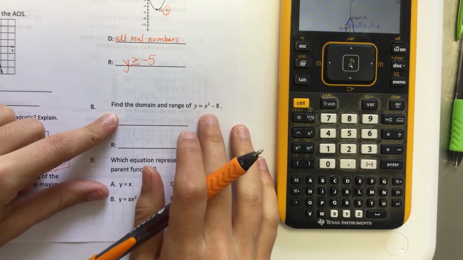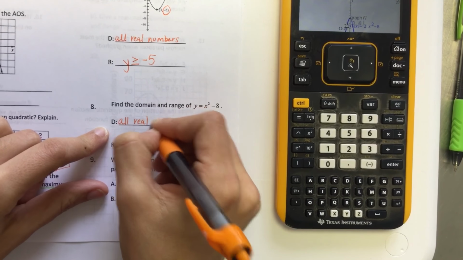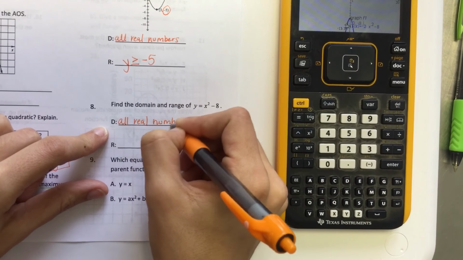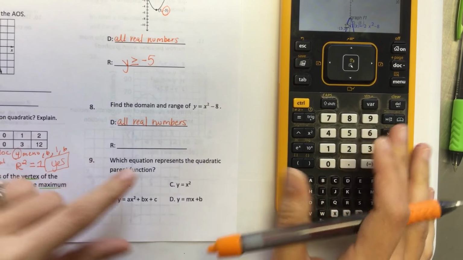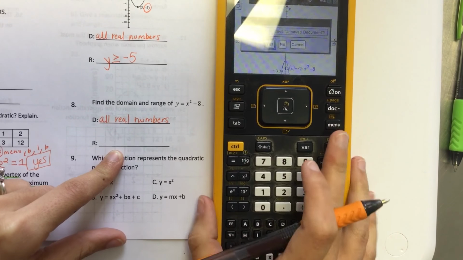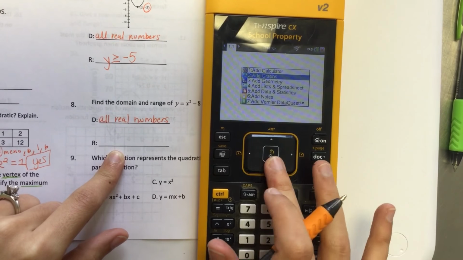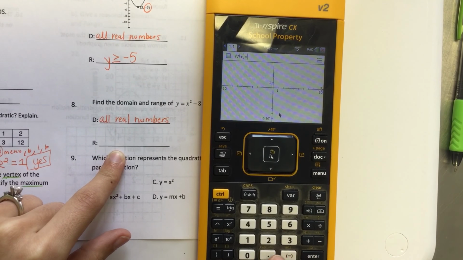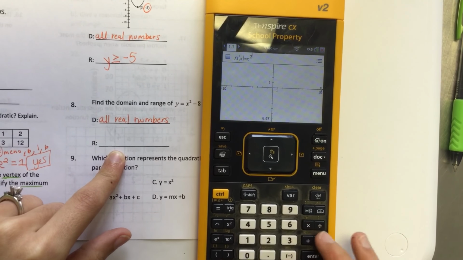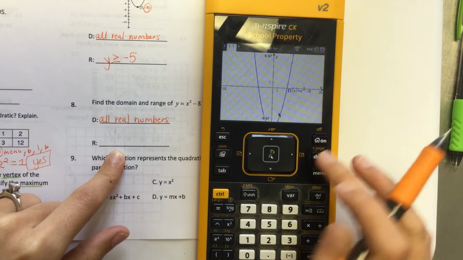Okay, here it gives me an equation. I already know that domain is all real numbers. Range, I'm going to put this in my calculator so I can see the graph and figure out where it starts. So I have x squared minus 8. Okay, so it starts down here at negative 8.